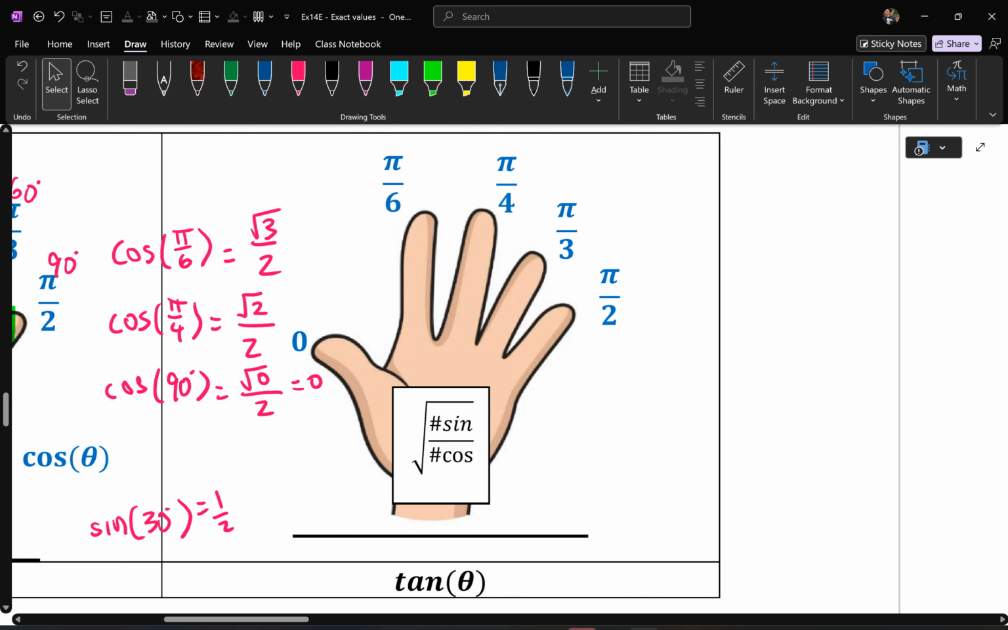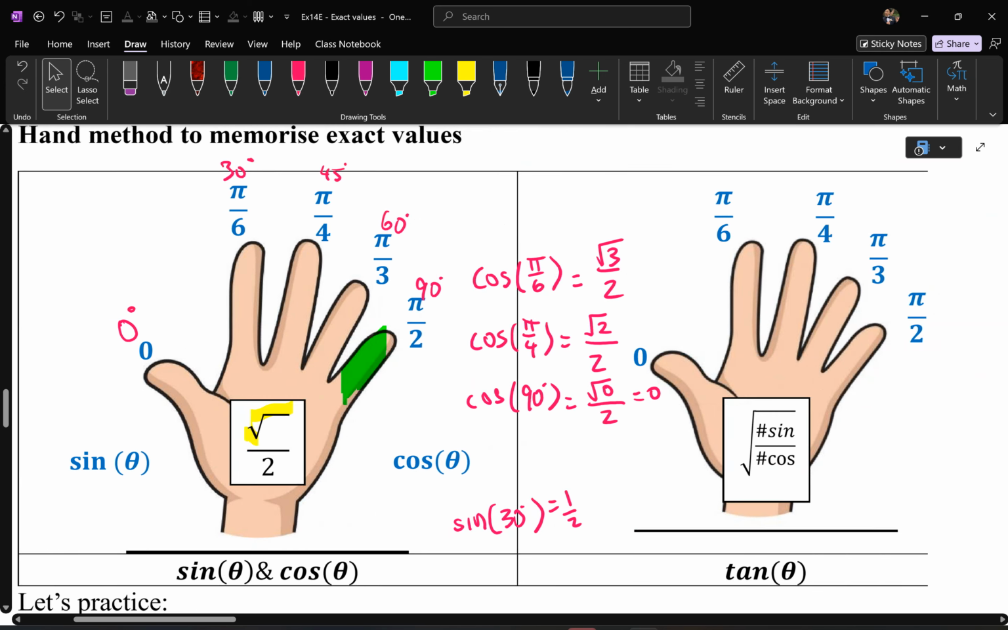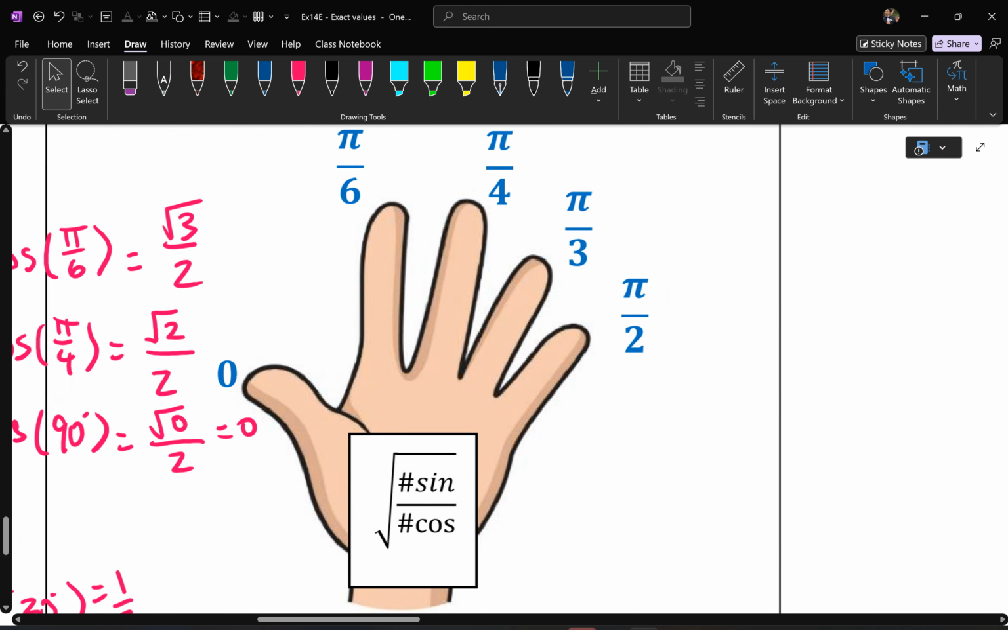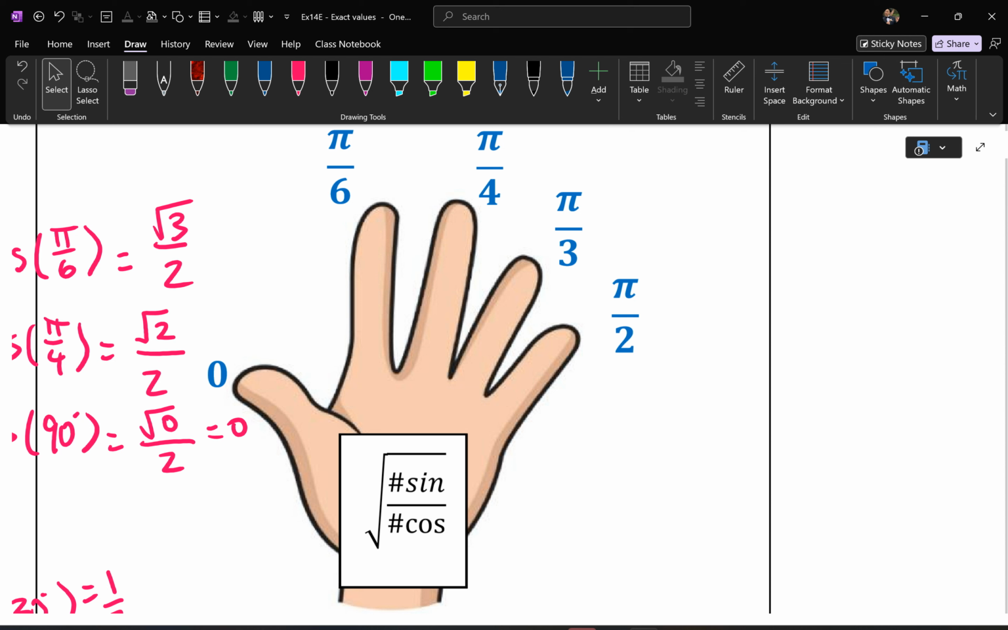This one I made up and it works. This one over here you can find on YouTube. Most people will teach that one, but they don't teach this one I made up. Okay, so this is a special Mr. Tran version. Same thing, everything's still the same. 0, 30, 45, 60, 90. Angles are the same. The only thing I'm changing is the formula.